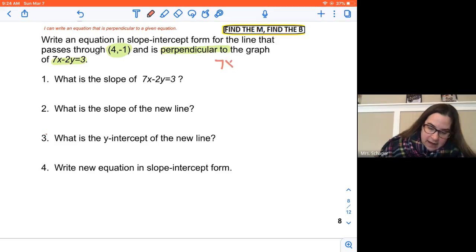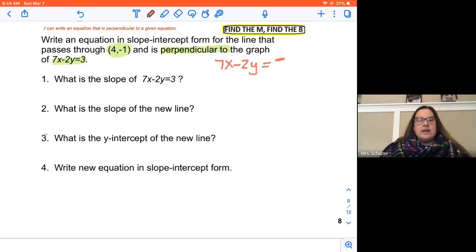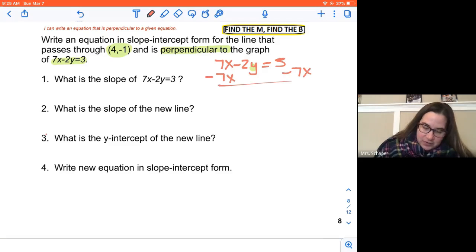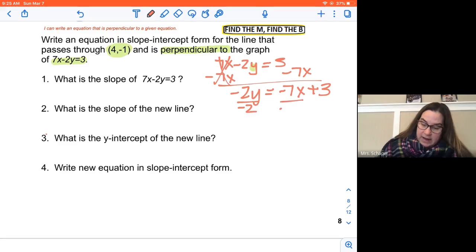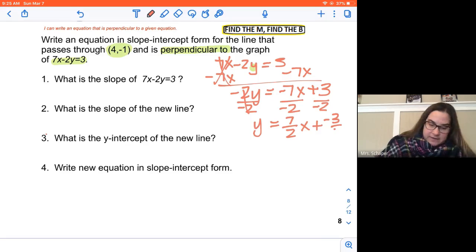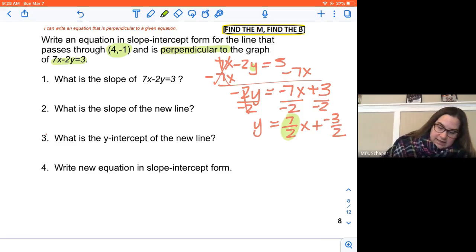So when I have 7x minus 2y equals 3, I need to get that y value all alone. I'm going to first subtract 7x from both sides. So I get that negative 2y is equal to negative 7x plus 3. And then to get y by itself, I'm going to divide everything by -2. So y equals 7/2 x plus -3/2. So the slope of this line is 7/2.